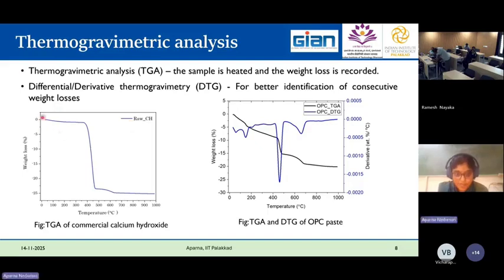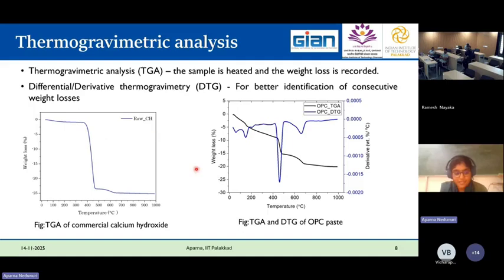If you see, this is the TGA curve where till 400 degrees centigrade, the weight loss within the sample is almost negligible. But after 400, you can see a significant drop in the weight of the sample. And there is also a minor weight loss that we can observe till 600 degrees centigrade. Now, why is this happening?